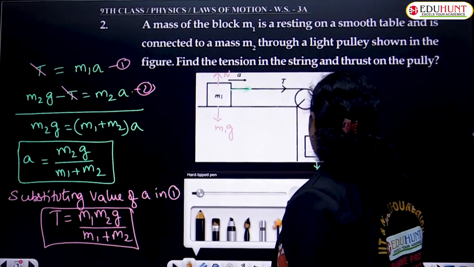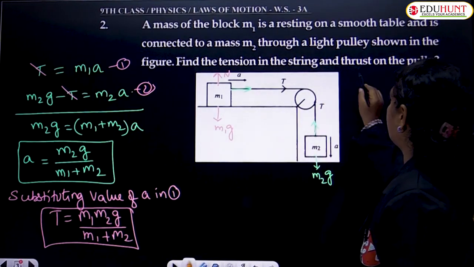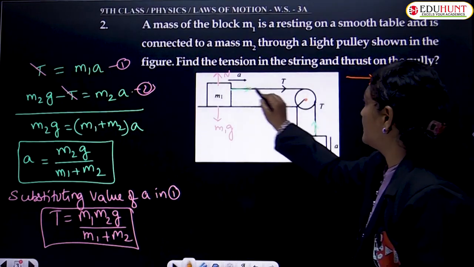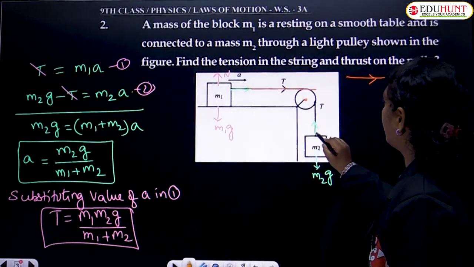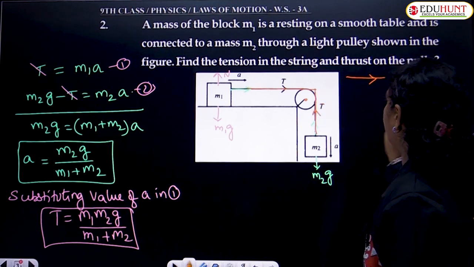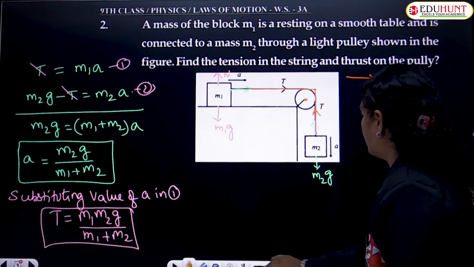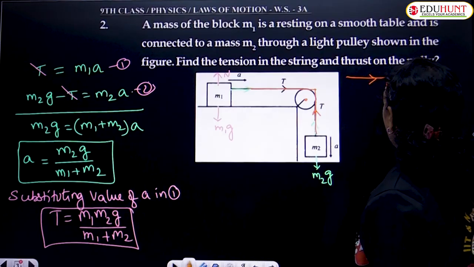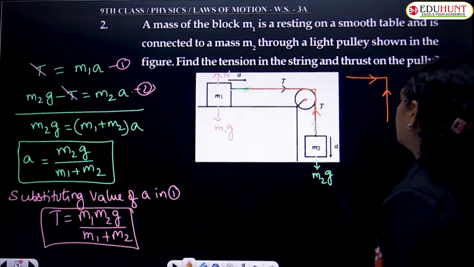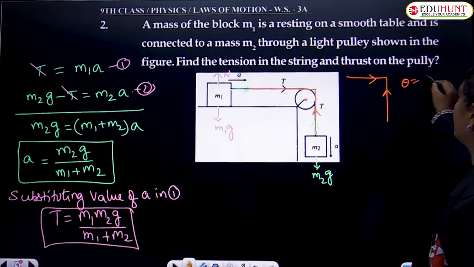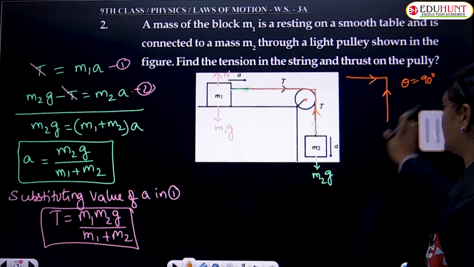Children, we know that these two tensions, if you look at the picture, the tension on this pulley is in this direction and the other tension is in this direction. So it's very clear from the figure that both the tensions are acting perpendicular to each other. If the tensions are acting perpendicular to each other, then the angle between them is equal to 90 degrees.